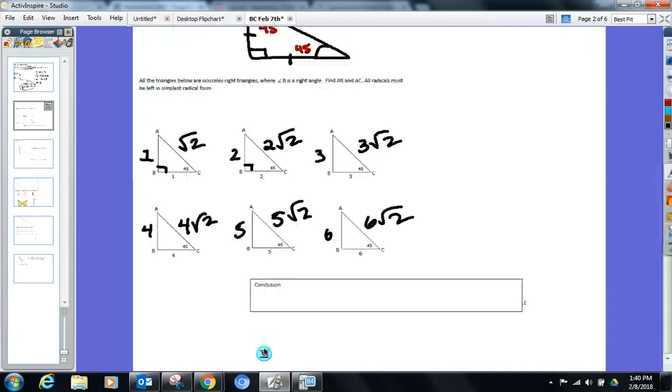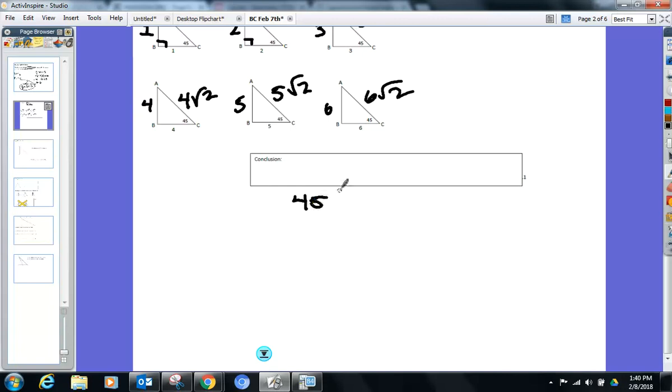I'm not going to have you write anything in words. What we're going to start working on is making tables for these. So here's our first 45, 45, 90 table that we're going to use. You can fit it in wherever you have room. What's going to go in these columns are the sides across from each angle.